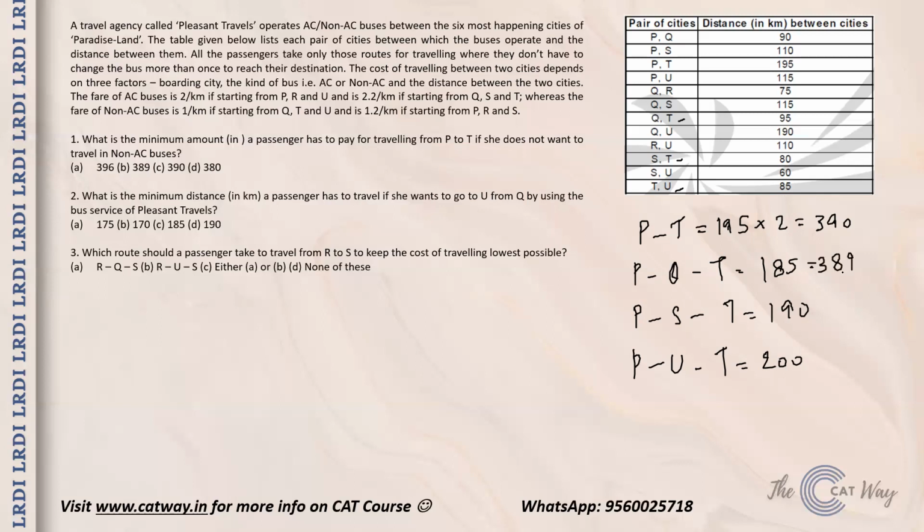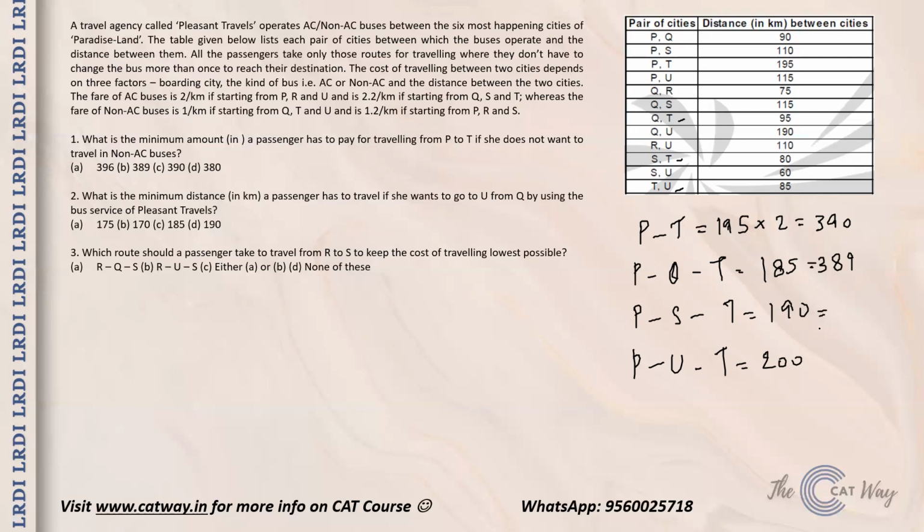Now PS. So PS is basically 110, so they will charge 220 rupees up till here. And S to T it is 80. So S to T it is 80, they will charge 2.2 rupees. Okay, so 80 into 2.2 plus 210.